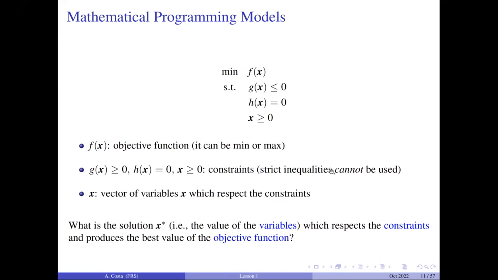Something I want to highlight here, in optimization, usually you don't have strict inequalities. So you will never see, I don't know, x < 0. You may see x ≤ 0. Why? Because if you have to solve this with a computer, if I tell you, for example, maximize x subject to x ≤ 5, then you say, okay, the optimal solution is x = 5. But if I tell you maximize x subject to x strictly less than 5, then what is the solution?